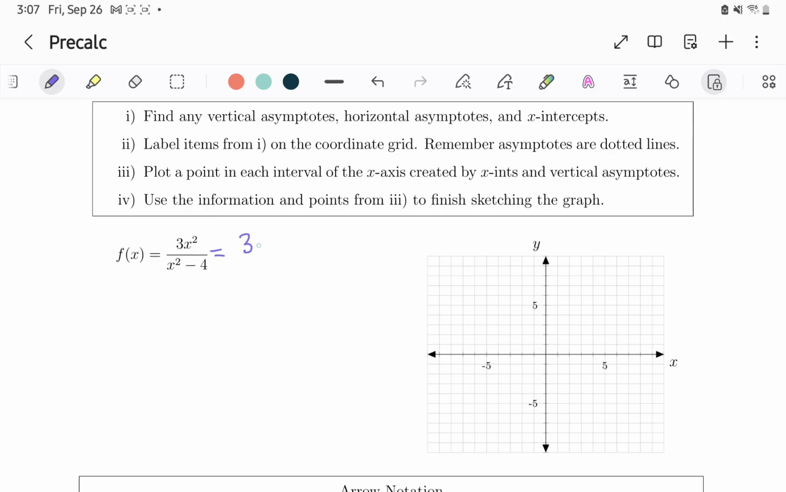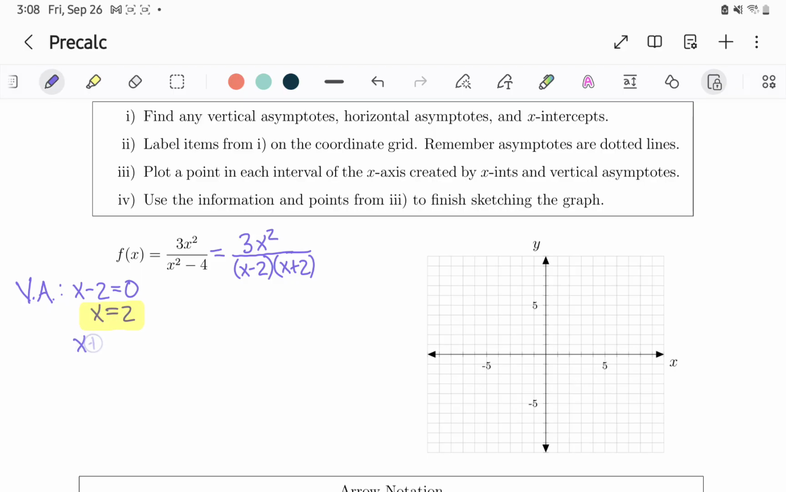So 3x squared, just write it and leave it as is, and then x squared minus 4. We have a difference of squares down there, and we know from the difference of squares factorization formula, this is going to factor as x minus 2 times x plus 2. And so we have vertical asymptotes, one for the factor x minus 2, set that equal to 0, solve for x, we'll get x equals 2 after adding 2 to both sides, so that's one of our vertical asymptotes, x equals 2.